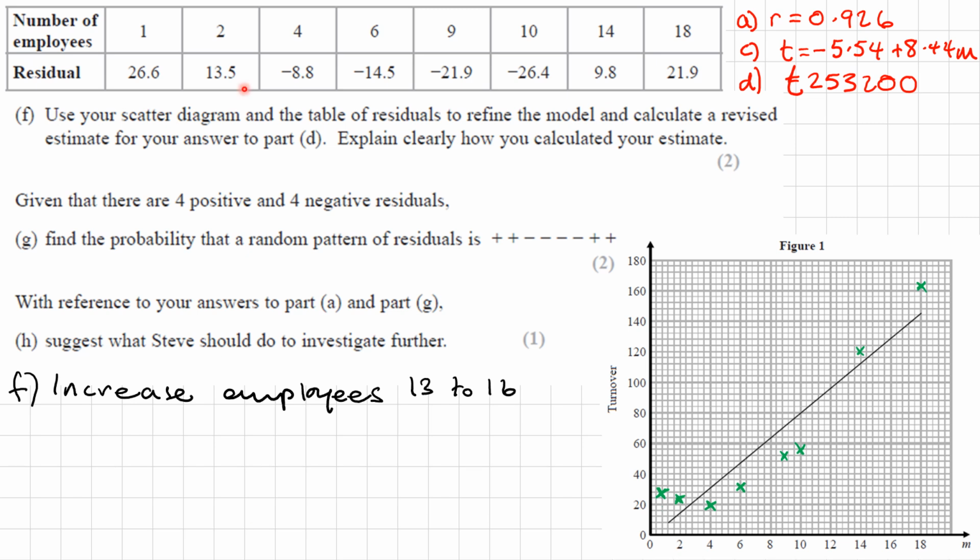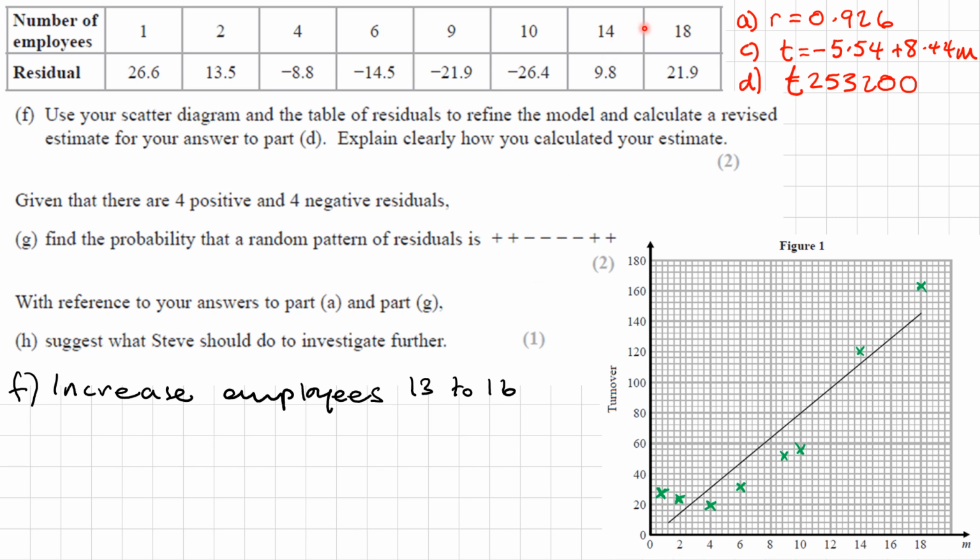Now, if you have a look at our residual table, it looks like those companies that had between 13 and 16, so they're going to be in this part of the table. The regression line underestimated the turnover, and the actual turnover was above that. So we want to use these residuals here to come up with a revised turnover figure, which I suspect is going to be higher than the value that we got here.